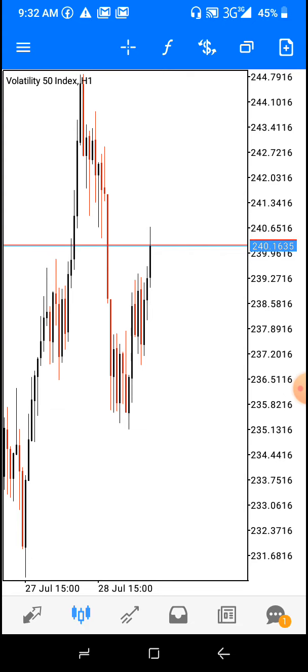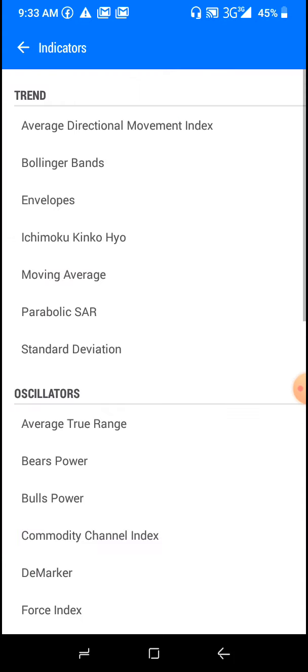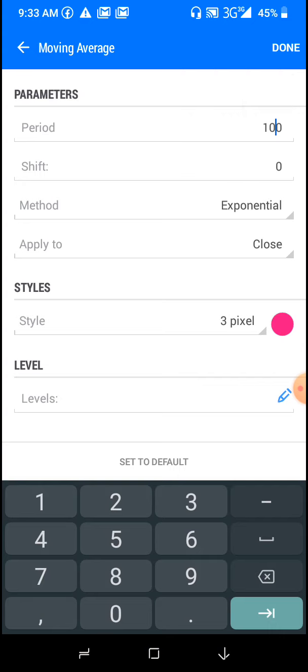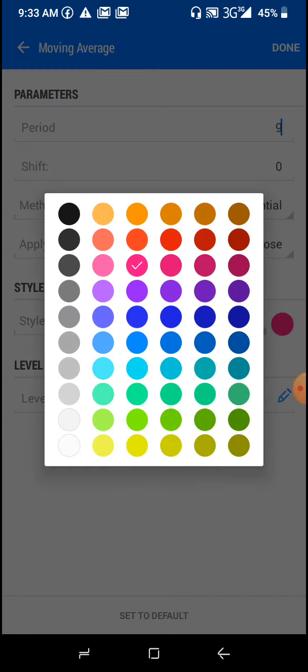First of all, we are going to go to the F function, which is right above up here. We click it and go to the moving average. First we start with the exponential 9 moving average: the period is 9, the shift is 0, the method is exponential, apply to close, and the style is 3 pixel. Then I'm going to change the color to red.